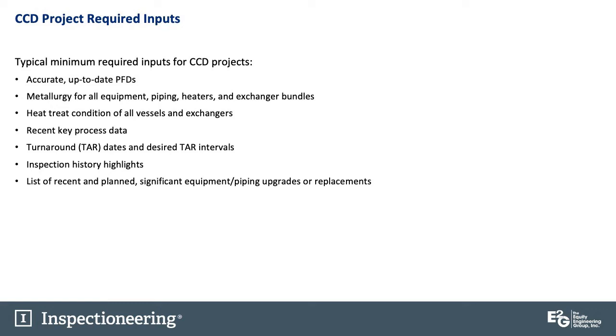To start a CCD project, the typical minimum required inputs are accurate, up-to-date PFDs, the metallurgy for all equipment, piping, heaters, and exchanger bundles in the unit, heat treatment condition of all vessels and exchangers and piping, recent key process data, turnaround dates and desired turnaround intervals, some inspection history highlights, and a list of recent and planned significant equipment and piping upgrades or replacements. Those are the typical required minimum inputs that I found necessary to get started on a CCD project with your subject matter expert.